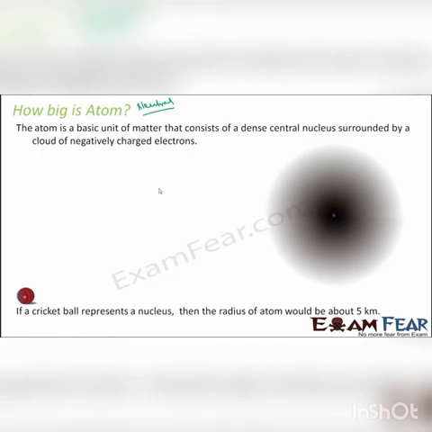The atomic radius is in nanometers, and 10 to the power 9 nanometer is equal to 1 meter. Or you can say 1 nanometer is 10 to the power minus 9 meter. So atom is always measured in the range of nanometers. And so small, see, 10 to the power minus 9 meter. It's very small.